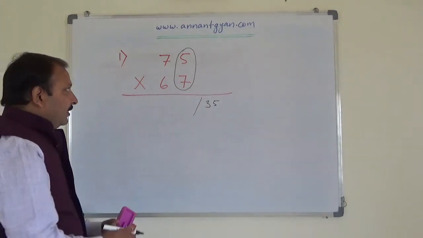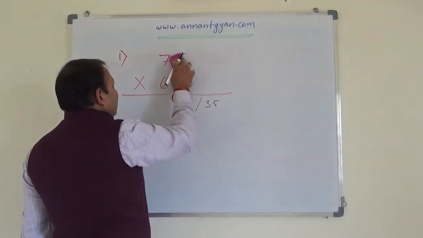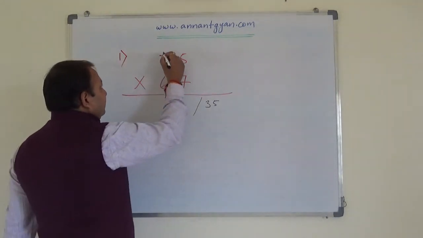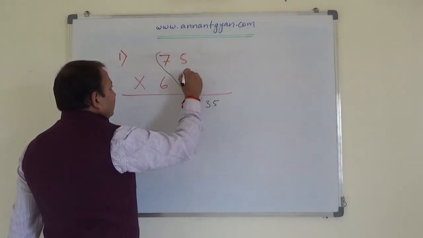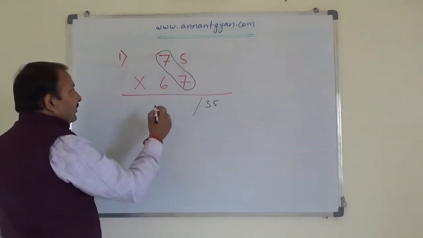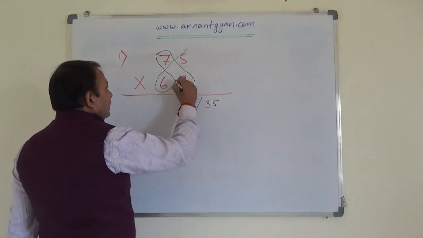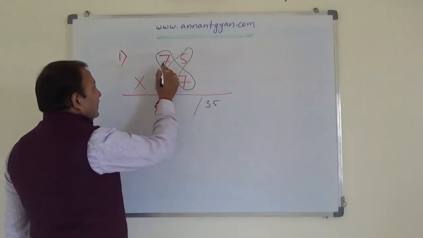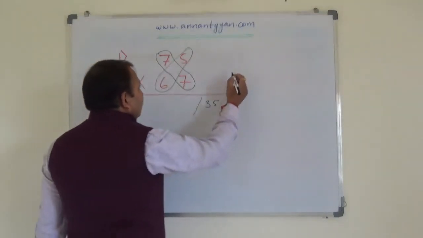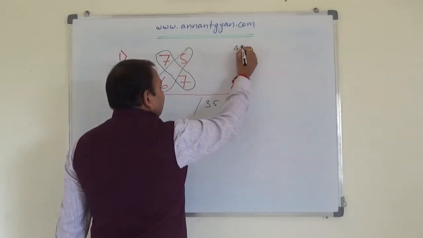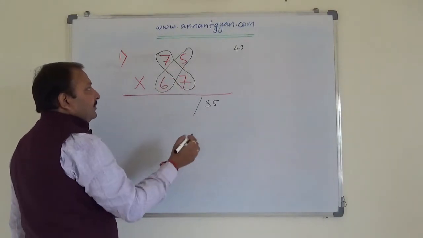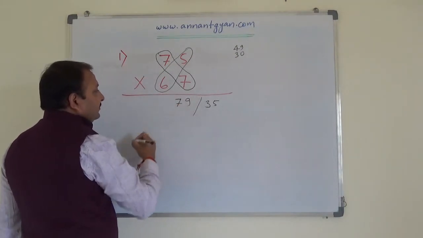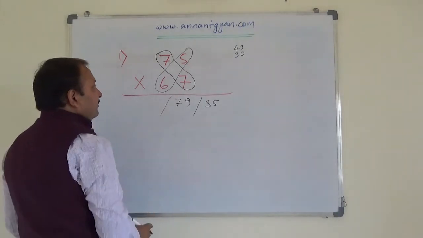And in the second step, we shall multiply the tens place of the first number with the unit place of the second number, and we shall multiply the unit place of the first number with the tens place of the second number. So cross multiplication will be there. So 7 into 7, that is 49, we shall remember this 49, plus 6 into 5, that is 30. So it becomes 79. I shall write 79 here. In the next step, what shall we do?